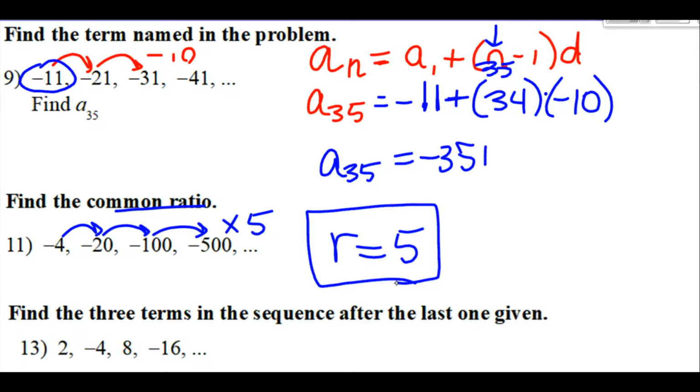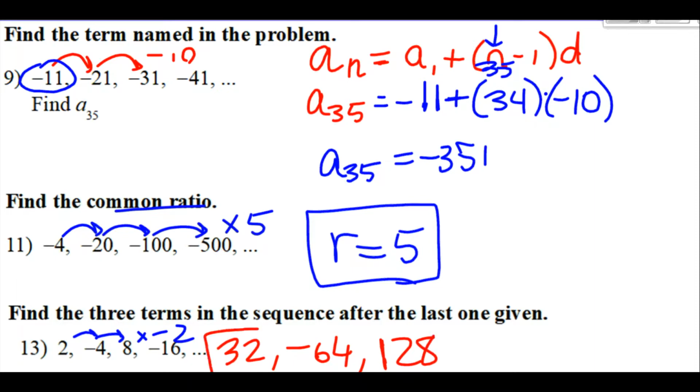Find the 3 terms in the sequence after the last one. We'll just look at the pattern. Times 2, no, not times 2. It looks like it's times negative 2. So we're taking each number in that sequence times negative 2. So continue the pattern. We're going to have positive 32, negative 64, positive 128. Because I multiplied by negative 2 times negative 2 times negative 2 times negative 2.